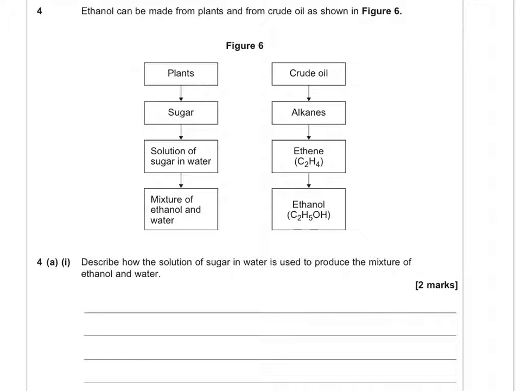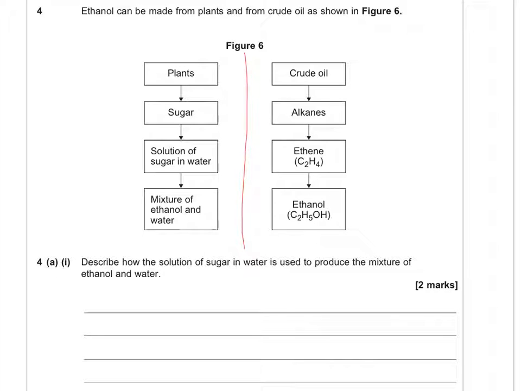Ethanol can be made from plants and from crude oil, as shown. So it gives us the methods of production for both plants and crude oil. Question 4a1. Describe how the solution of sugar in water is used to produce a mixture of ethanol and water. Now, this question was not done very well because there's such specific things that they are wanting you to write.